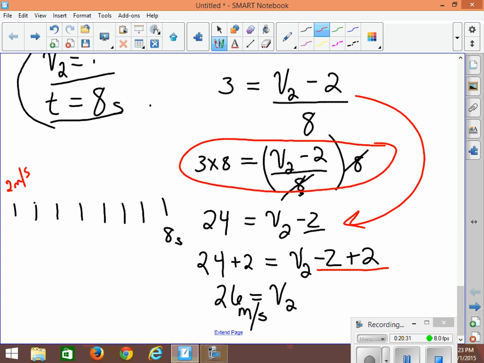But the acceleration rate is 3 meters per second. So that means you add 3 meters per second for that second, and then add another 3, and another 3, and another 3, right? Every second that goes by, you're adding 3 meters per second to your speed. And so what are you adding? Well, you're adding 3, 6, 9, 12, 15, 18, 21.